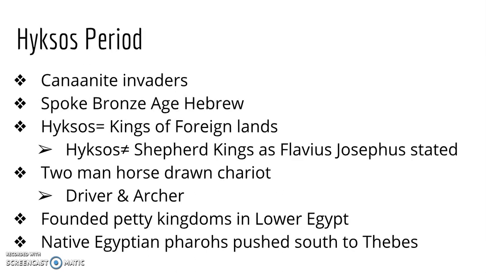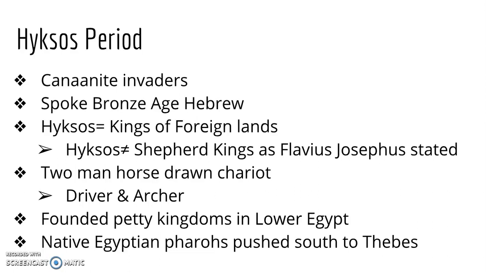So, the Hyksos period. So the Hyksos were Canaanite invaders. They come from Canaan, what we would now call Israel, Palestine, that area. That's where these people came from. They spoke a Bronze Age dialect of Hebrew. Now, Hyksos means kings of foreign lands in Egyptian. It does not mean shepherd kings, as Flavius Josephus stated. A lot of early books will describe Hyksos as meaning shepherd kings.